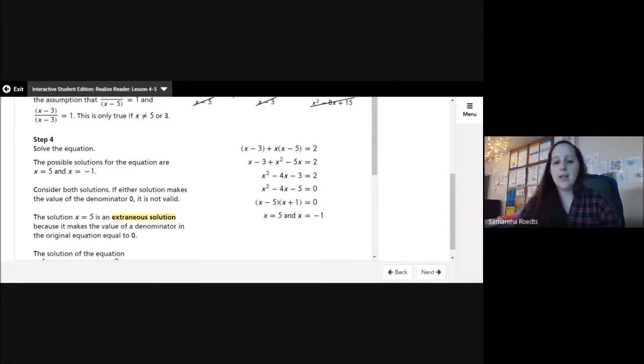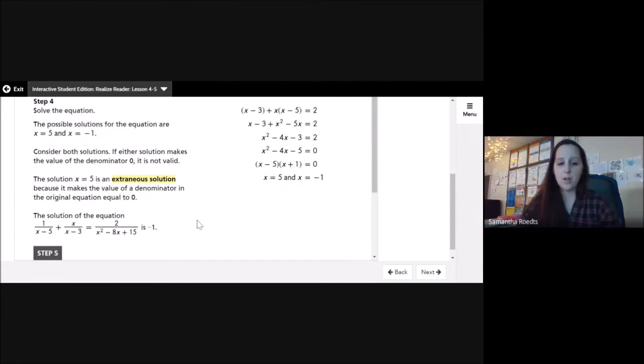When I solve for 0, I get x squared minus 4x minus 5 equals 0, which factors to x minus 5 and x plus 1. Well, x equals 5 and x equals negative 1. But remember up here, we said it can't work if x equals 5. So I consider both solutions. If either solution makes the value of the denominator 0, it's not a valid solution, or an extraneous solution. The solution x equals 5 is an extraneous solution because it makes the value of a denominator in the original equation equal to 0. So the solution of the equation is negative 1.